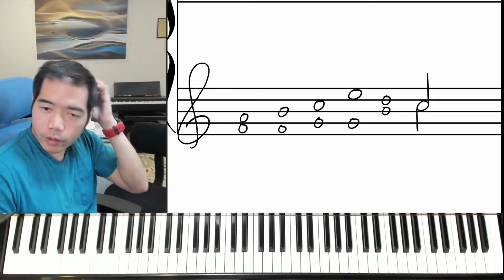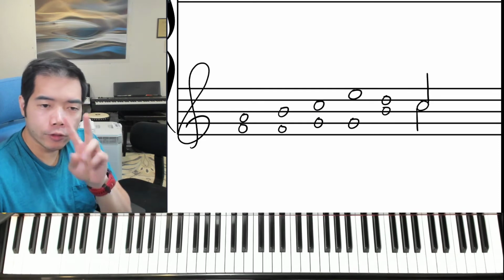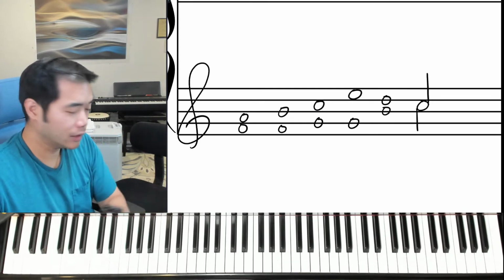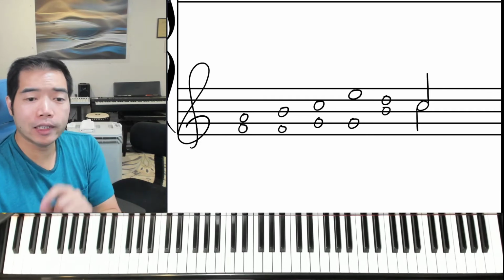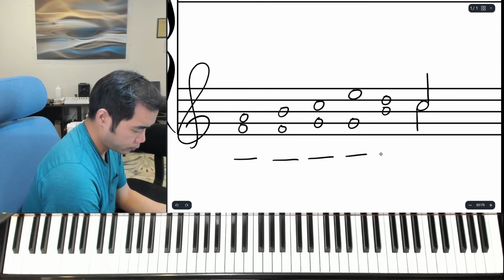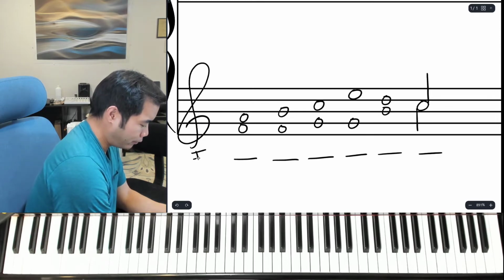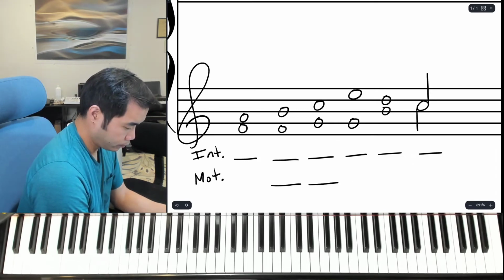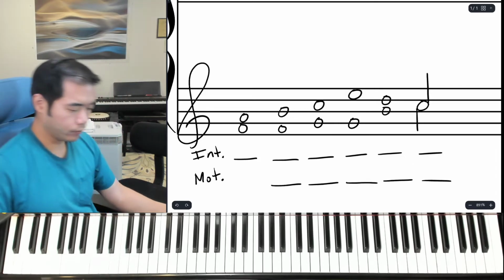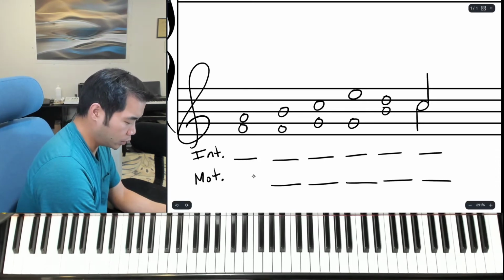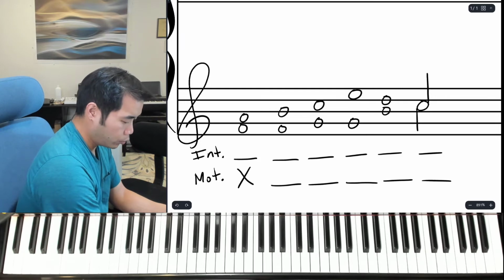What we're going to do here is two things. We're going to identify the interval in each of these cases, and we are also going to identify the type of motion used to approach it. So in this first one, there's been no motion since we only have one chord.